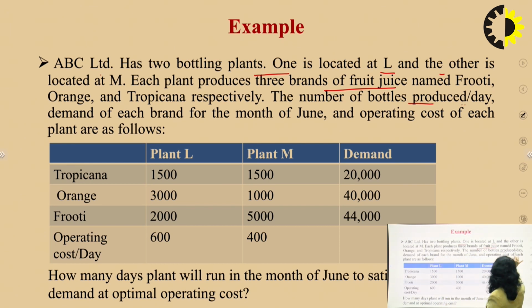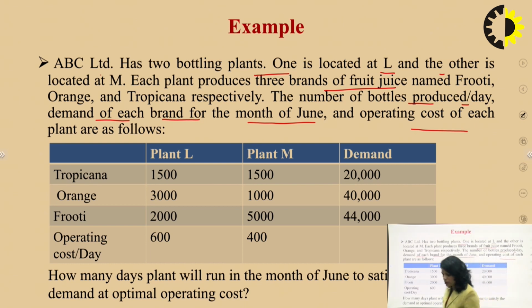The number of bottles produced per day, demand of each brand for the month of June, and operating cost of each plant are as follows. So some data is given about the juices, the bottles of juices at the plant L and M. The demand is also given for the month of June, and the operating cost per day for the plant L and the plant M is also given.